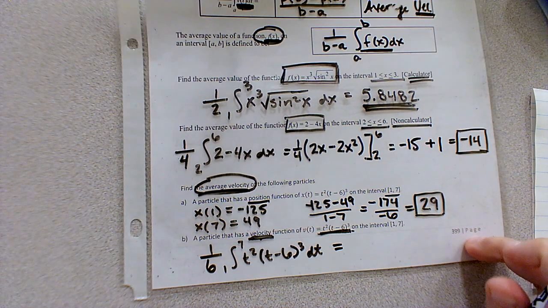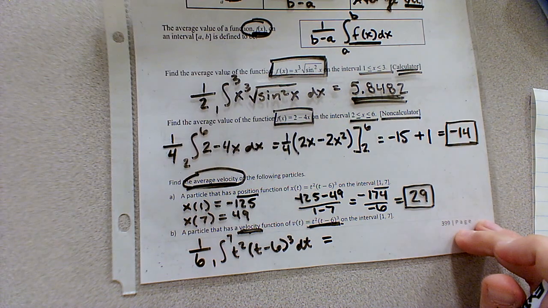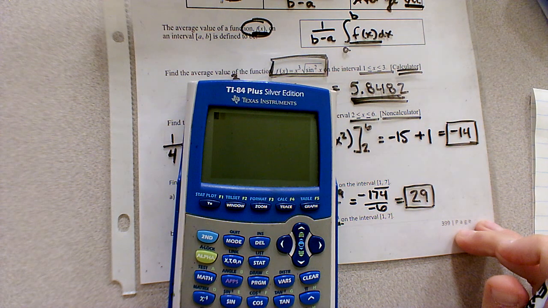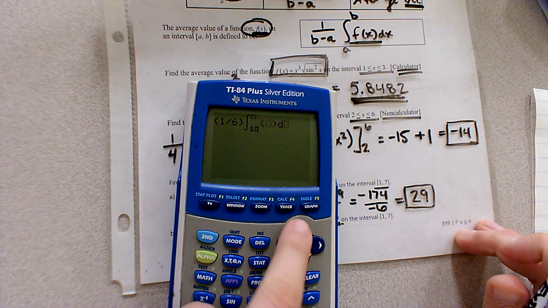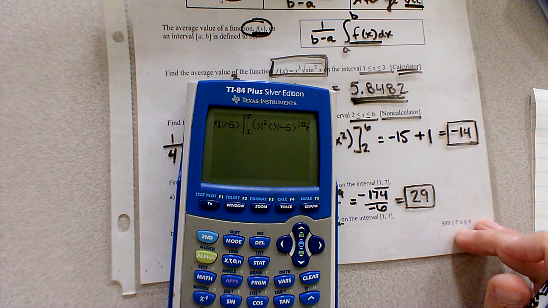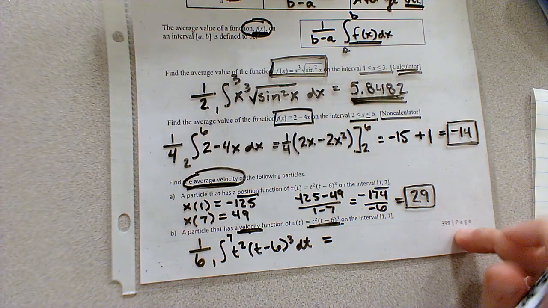We're definitely going to utilize a calculator for this one. So if I clear this out, I need 1 over 6 out front, math 9, my bounds are 1 to 7, and the function I want to find the average of, I'll just type it in. Looks like we got negative 119.6.